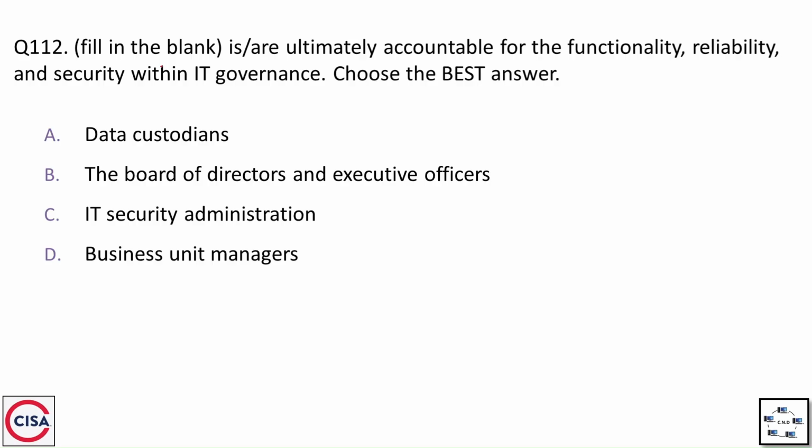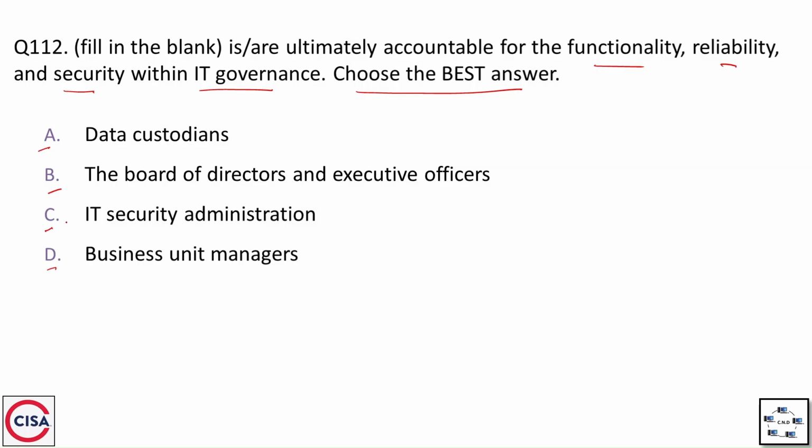Question number 112, fill in the blank. Blank are ultimately accountable for the functionality, reliability, and security within IT governance. Choose the best answer. Option A, data custodians. Option B, the board of directors and executive officers. Option C, IT security administration. And option D, business unit managers.